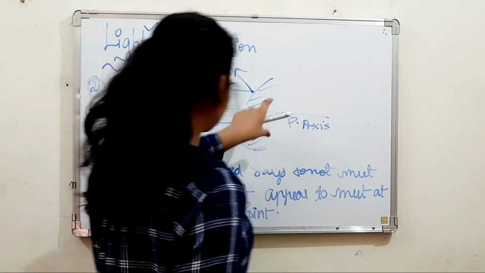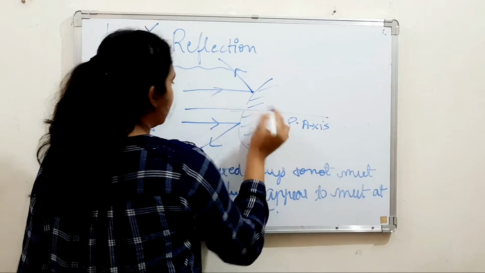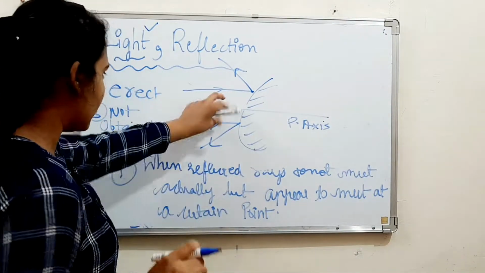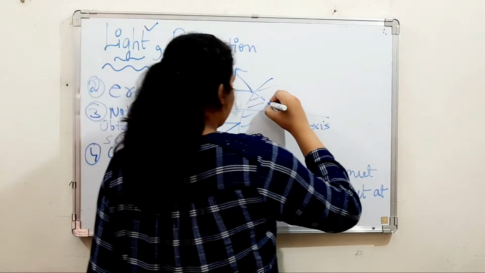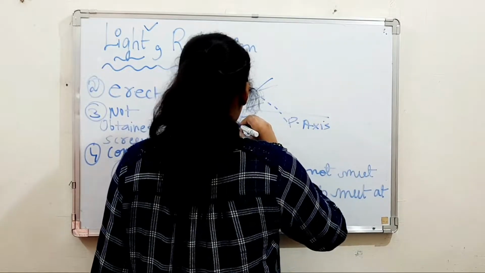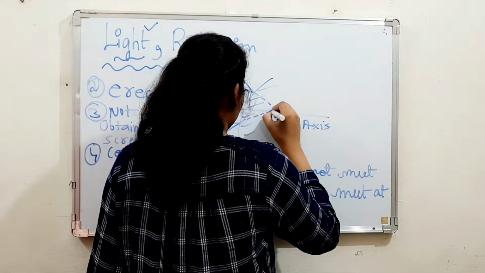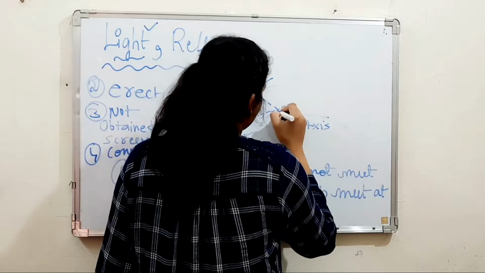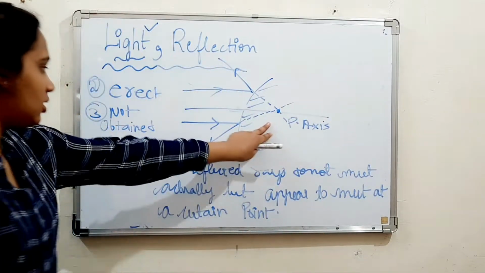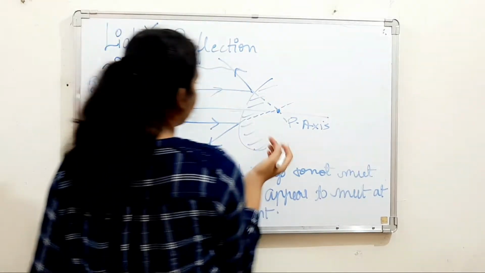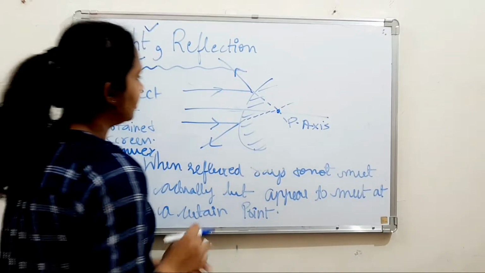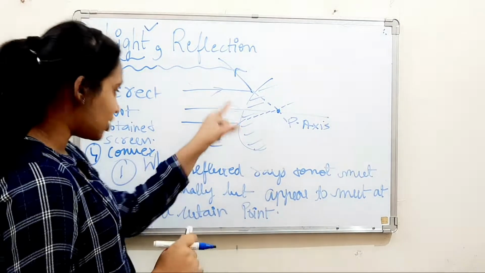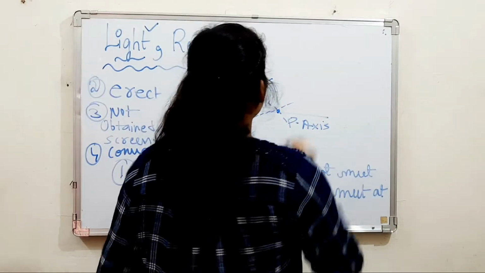Now always extend the reflected ray backwards. Now they're not meeting actually, right? They're not meeting actually, but extend it behind. Are they meeting or not? Where are they meeting? Behind the mirror, right? Behind the mirror. So they do not actually meet, but they tend to meet at the focus.